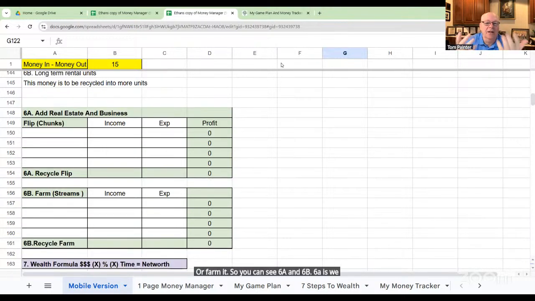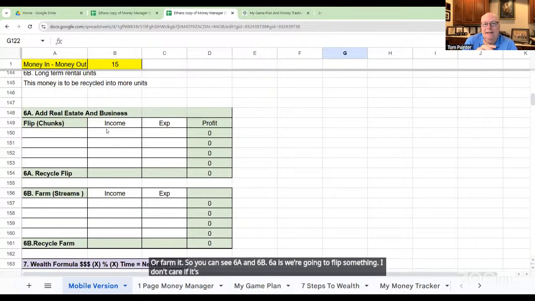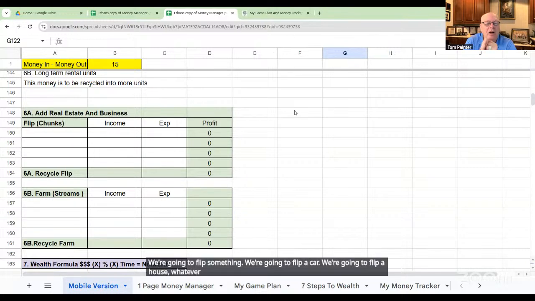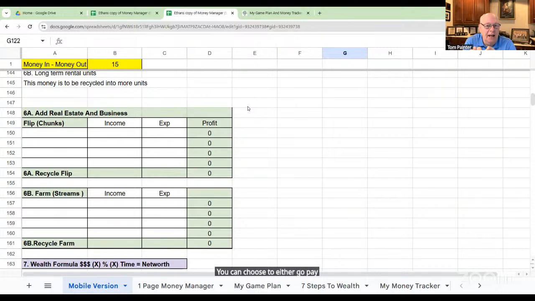I don't care if you're flipping TVs or car stereos or food or shirts or glasses or whatever it is. We're going to flip something. We're going to flip a car. We're going to flip a house, whatever it is. And as you make that chunk of money, you can choose to either go pay off that personal debt or you can just let it roll.